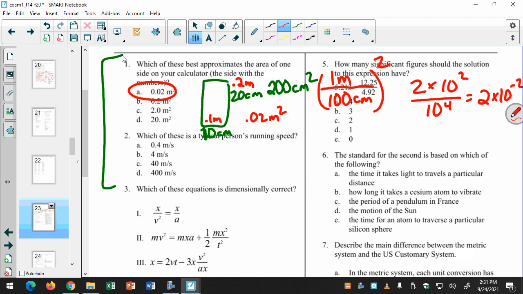Because you're never going to get that your calculator is 0.2 square meters. That would be a huge calculator. Or definitely not 2 square meters. That would be like the size of 2 of these squares on the floor.